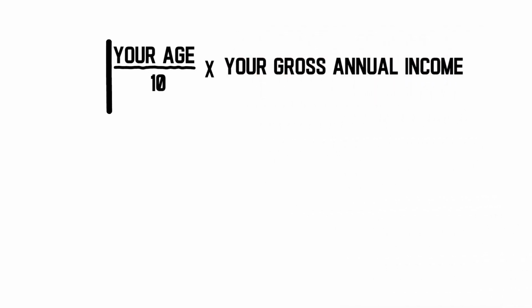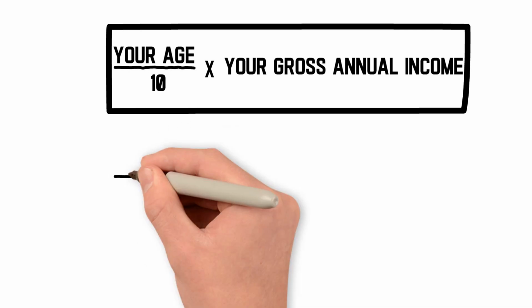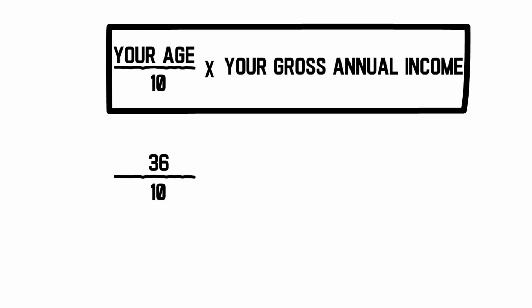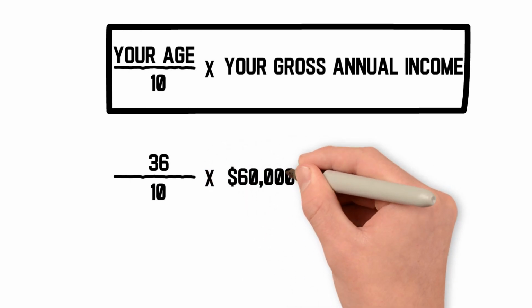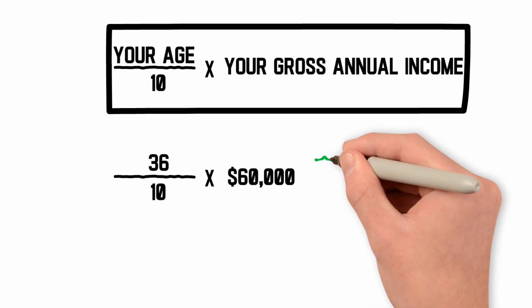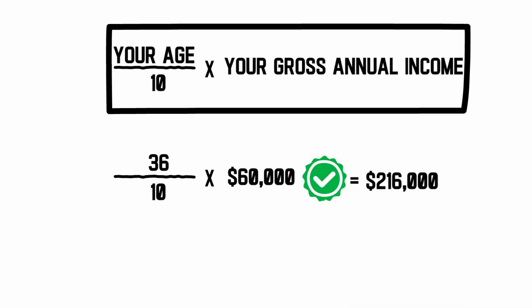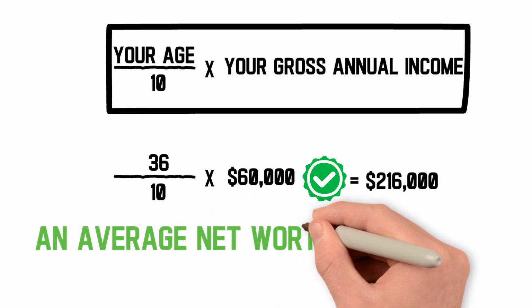So for example, if you are 36 and your gross annual income is $60,000, then your current net worth should be: 36 divided by 10 equals 3.6. 3.6 multiplied by $60,000 equals $216,000. Therefore, in our example, if you calculate your assets against your liabilities, you should have a net worth of $216,000 to have an average net worth for your age.